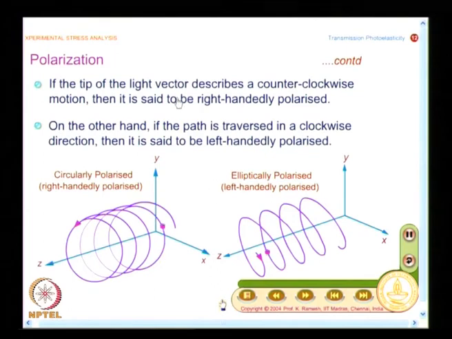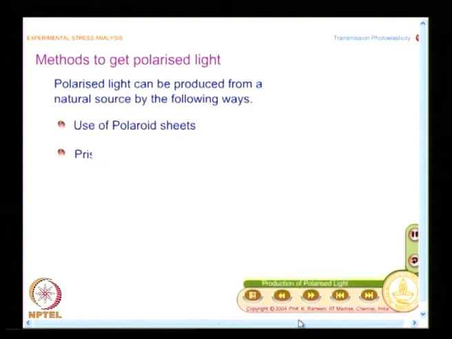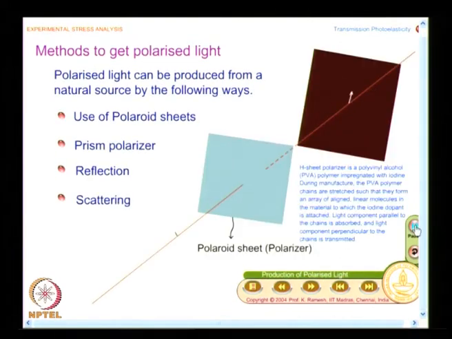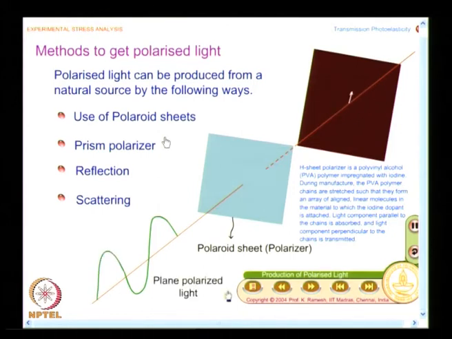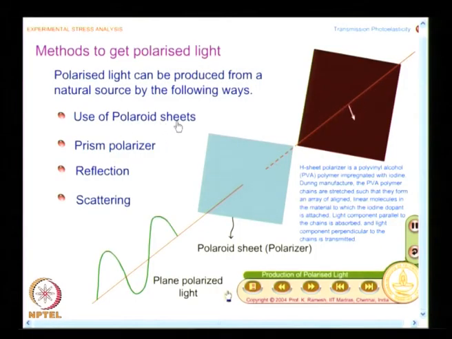So, now we have seen what polarization is. And I also said that you first get a linearly polarized light, and then only you can get circular or elliptical polarization. And how can a linearly polarized light be made? It can be obtained from various methods. I can use polaroid sheets, I can use a prism polarizer, I can get polarization by reflection, I can get polarization by scattering phenomena.